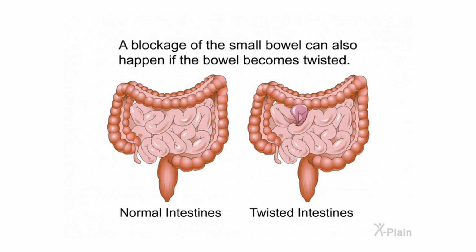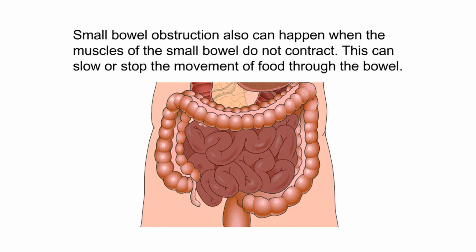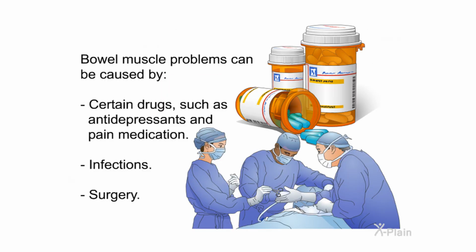A blockage of the small bowel can also happen if the bowel becomes twisted. Small bowel obstruction also can happen when the muscles of the small bowel do not contract. This can slow or stop the movement of food through the bowel. Bowel muscle problems can be caused by certain drugs such as antidepressants and pain medication, infections, surgery.